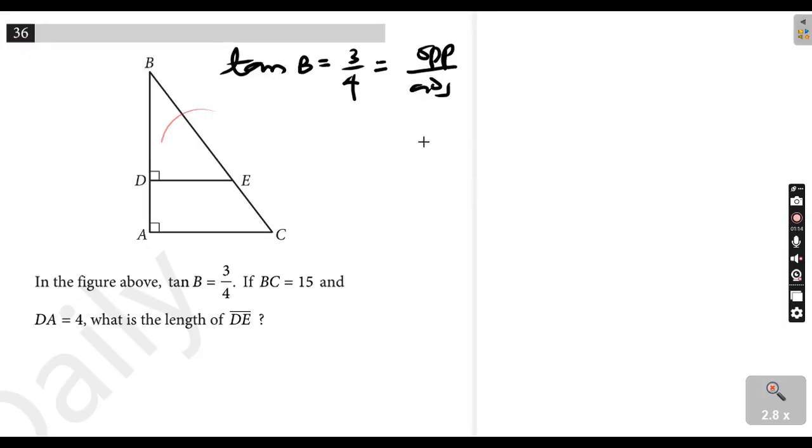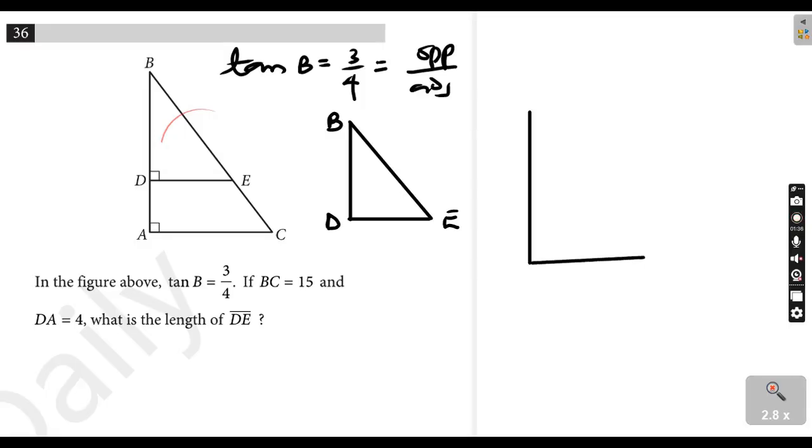So let's draw out each case. This is case 1. Let's draw it out. Okay. Then we have our angle B, angle D, and angle E. This is case 1. Then case 2, the longer one. Yeah. So this is angle B, this is angle A, this is angle C. So these are the two possible cases.